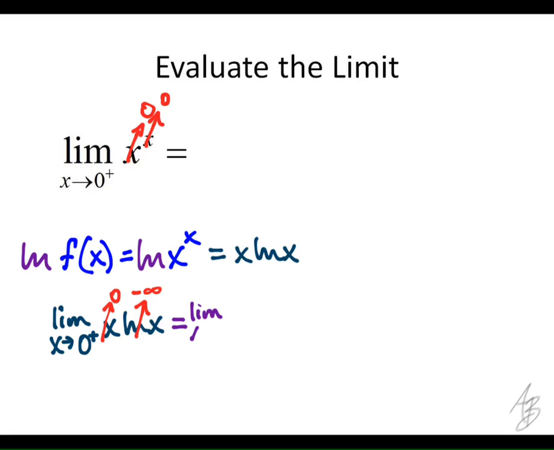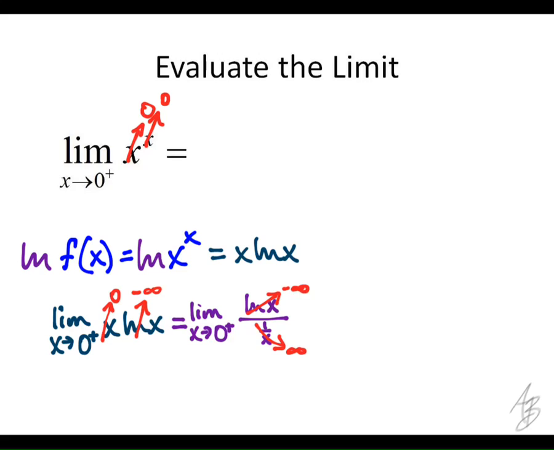So we'll rewrite it. I'm going to write it as the natural log of x over 1 over x. So in this form, it's going to be infinity over infinity instead of 0 over 0, but that's fine. And I'm sorry, I should have said negative infinity. So we get negative infinity over infinity. And so we can take the derivative here to evaluate this.